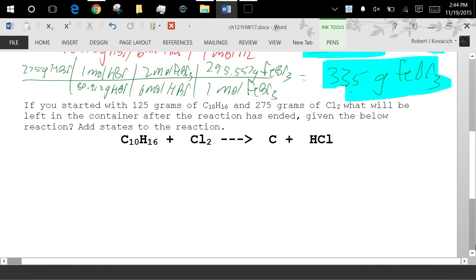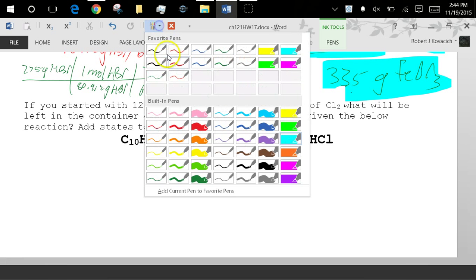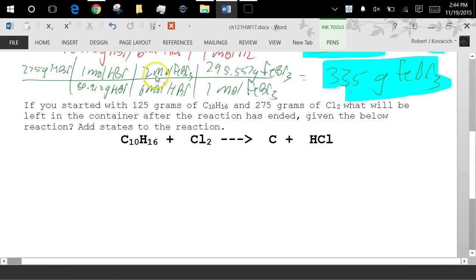So we're going to do the same sort of thing right here. I'm going to start with 125 grams, and 175 grams will be left in the container after the reaction. Okay, so what do we have for balancing? Put a 10 right there in front of the carbon. 16 in front of the HCl. 8 in front of the chlorine. Okay, I'm good. So states, what do you think?